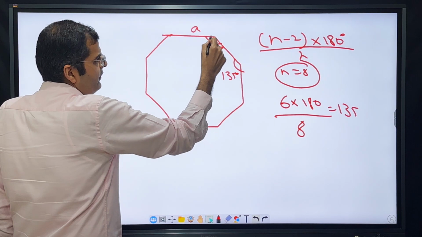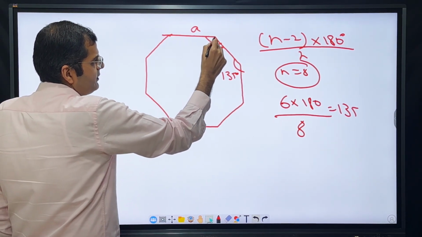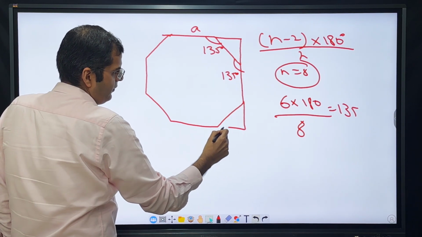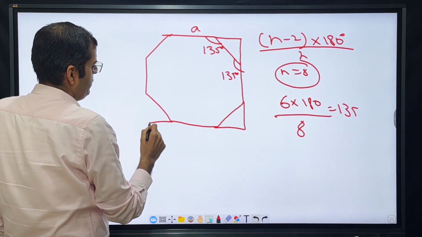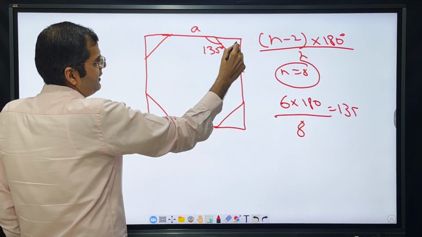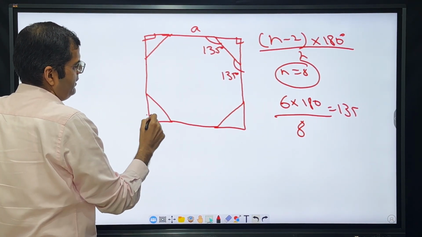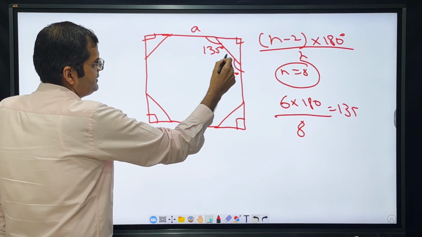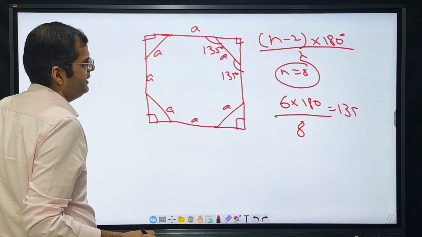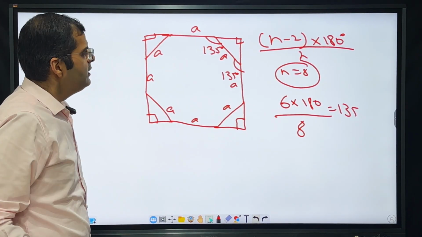Now to find area of this octagon, what I will do is I will create these right angle triangles, 4 of them, so that I get a square. So I've got a square here now, and here this is A, this is A, this is A, this is A, this is A, this is A in a regular octagon. All right.